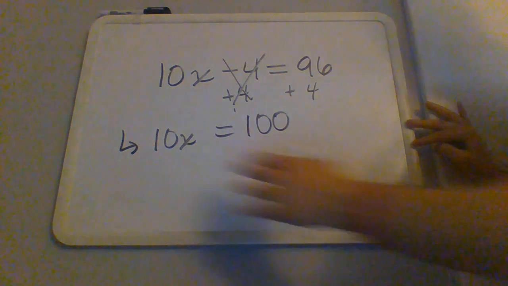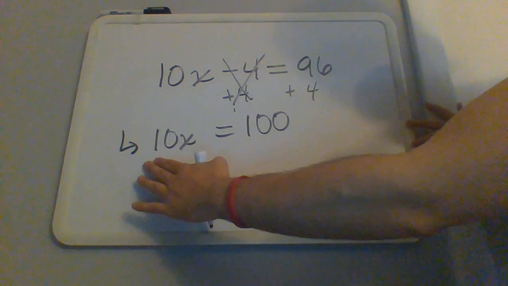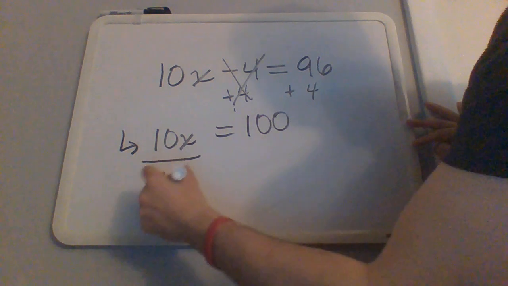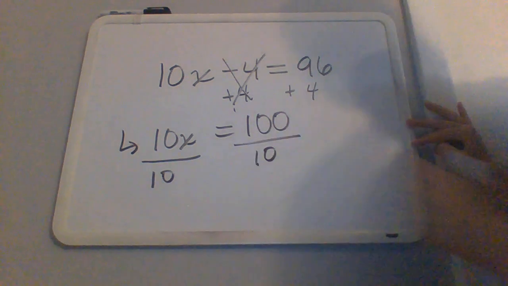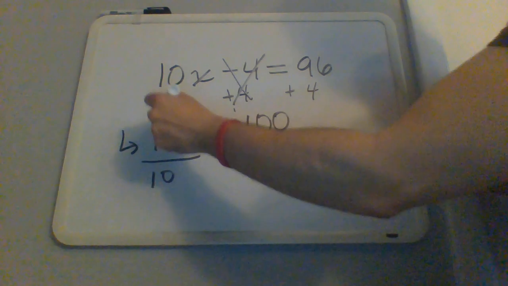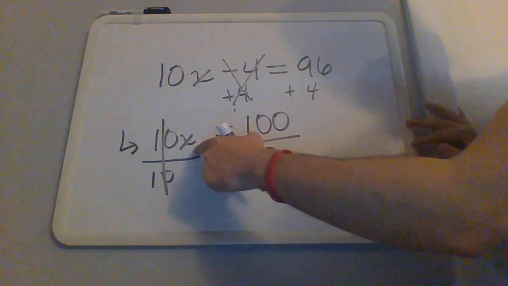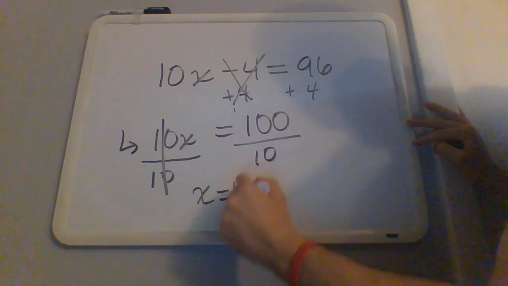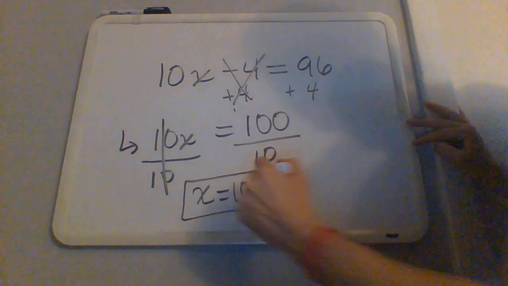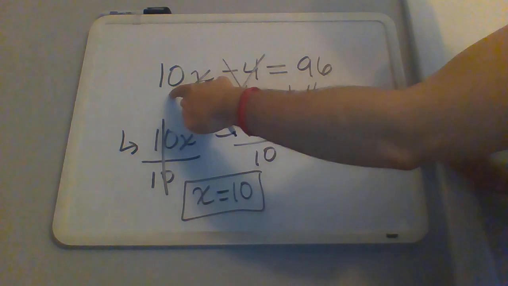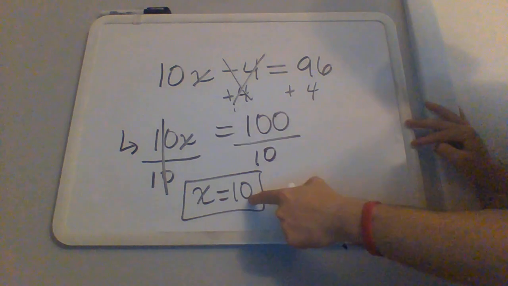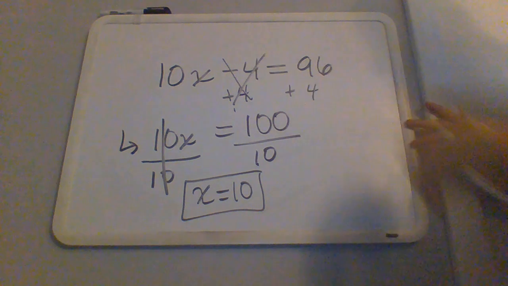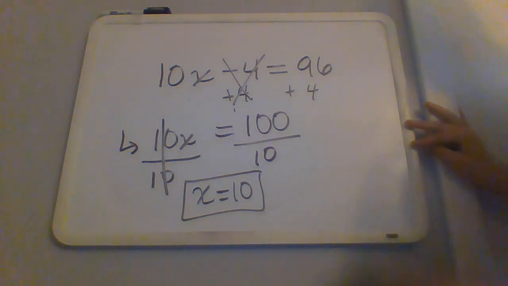And now we have to get rid of whatever's attached to the variable, which is 10. 10 is being multiplied to x, so we're going to divide to get rid of it. 10 divided by 10 is going to cancel out, which will leave us with x equals 100 divided by 10, which is 10. And again, we plug it back in. 10 times 10 is 100, minus 4 equals 96, so it makes sense.